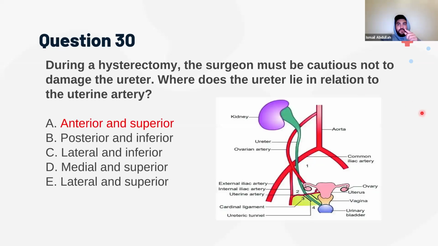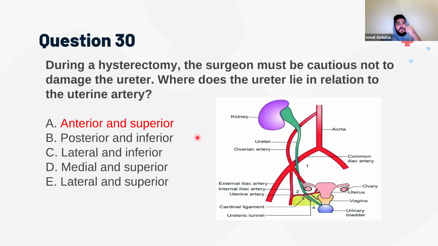So it's going to be anterior and superior. So take a look here. This is the ureter, okay? And this is the uterine artery. The uterine artery is going to be anterior and superior to it, superior to the ureter itself. That's why it's going to be anterior and superior.